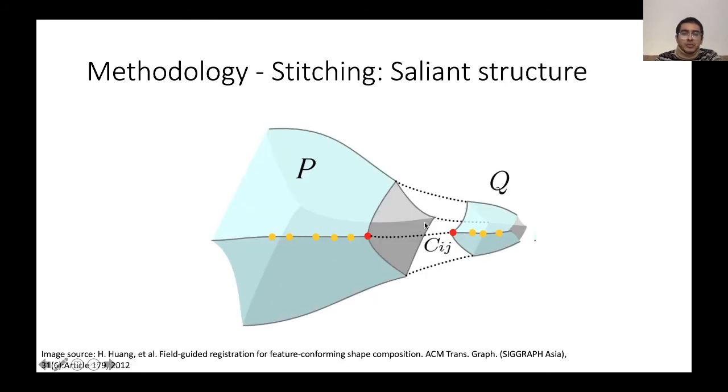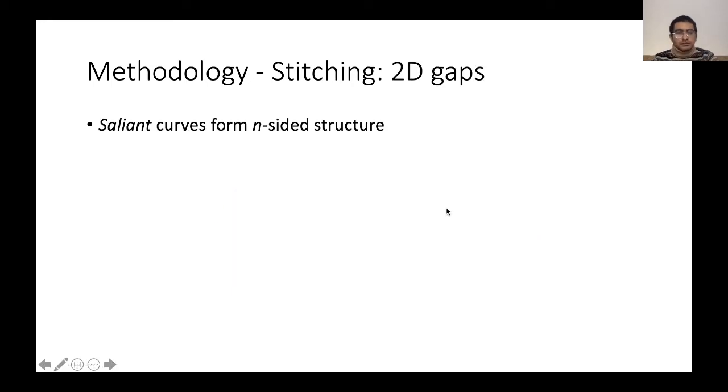And this is what it would look like. For example, for one curve right over here, you would have a corresponding line, so a cubic spline between both parts P and both parts Q, which would then form a sided structure. So you can see this side has 4 sides, 1, 2, 3, 4 over here.